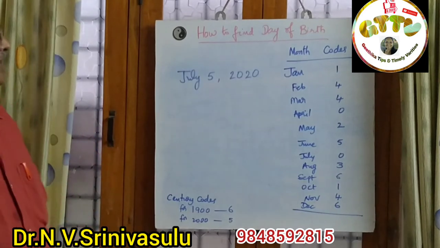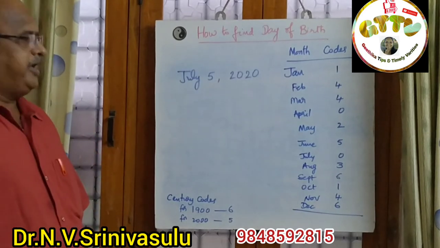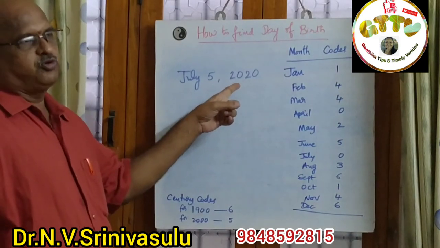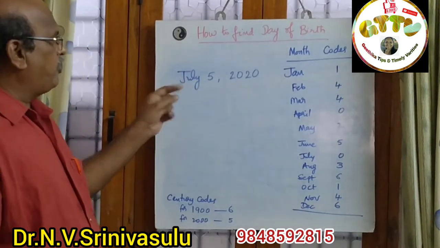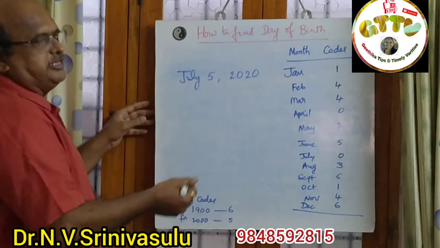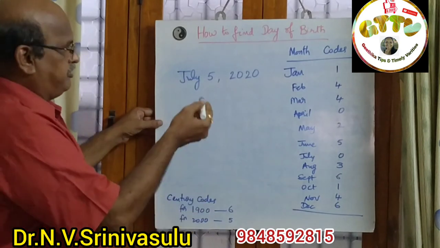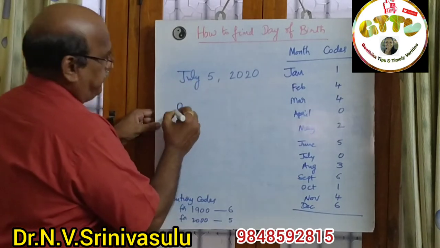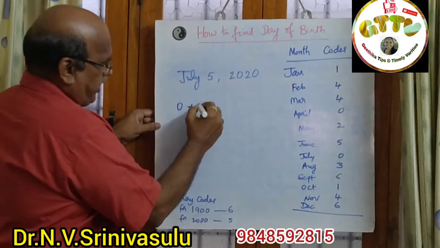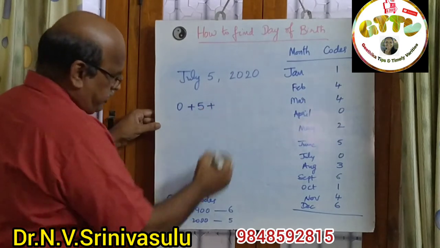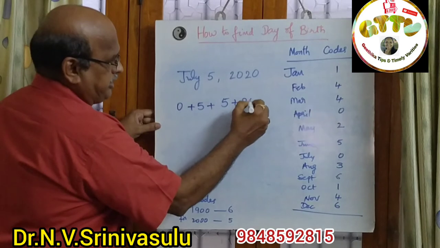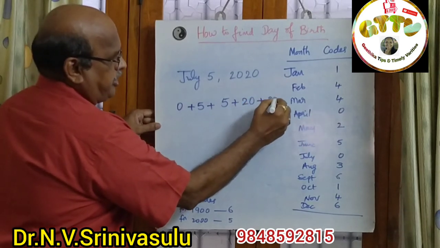Okay. Now let us say July 5, 2020, which is a leap year. This is most important, leap year. So now here in this case, whether it is leap year or not, we are not able to distinguish here. July. What is the code here? 0. Then 5. 2000 series. It is again 5 plus year is 20 plus 20 by 4.